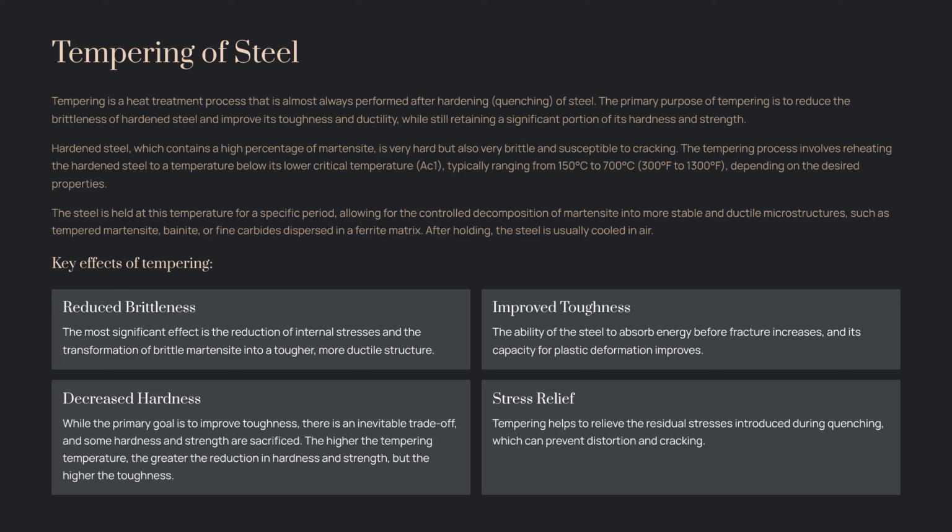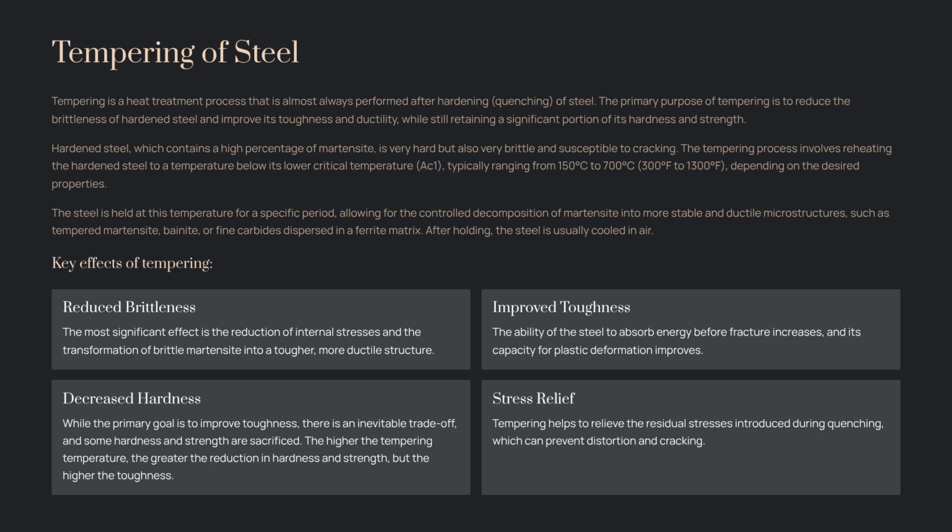Slight decrease in hardness and strength. While the primary goal is to improve toughness, there is an inevitable trade-off, and some hardness and strength are sacrificed. The higher the tempering temperature, the greater the reduction in hardness and strength, but the higher the toughness.